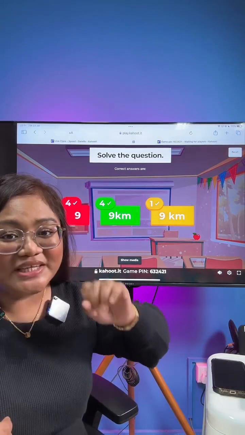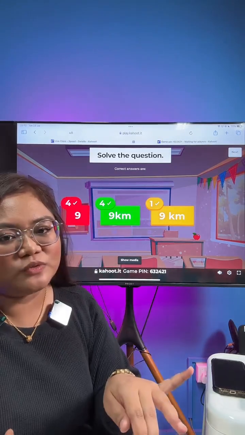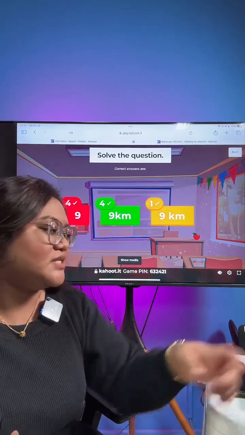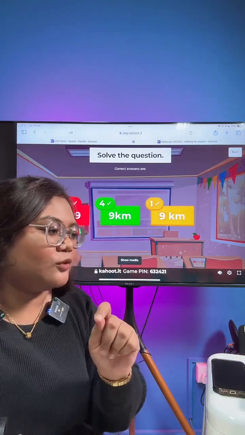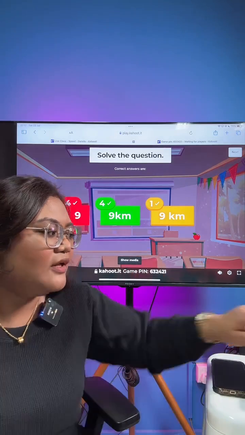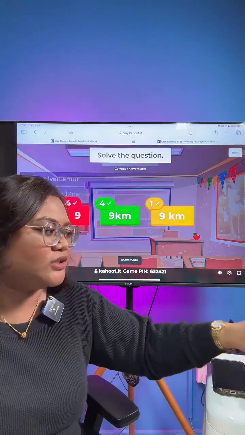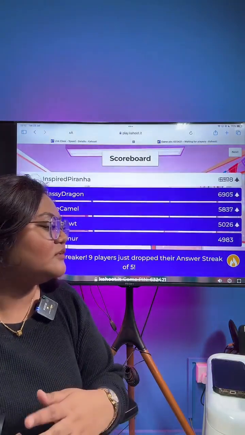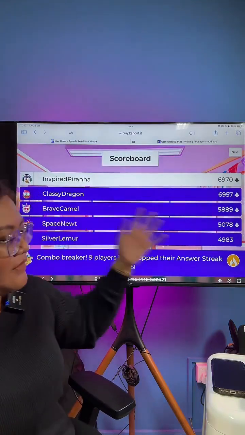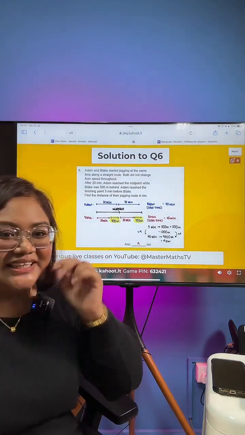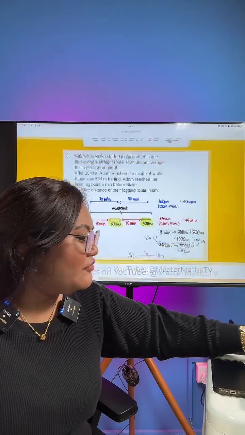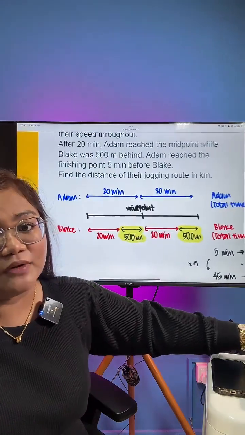Let me share with you the solution. Actually, once you see the solution, then you realize, alamak, actually quite easy. When I saw the question and I was doing the solution also, I was like, is this too difficult? But once I did the solution, I realized it's actually not that difficult. Inspired Piranha, good job. Okay, guys, let's see the solution. This is Smiley Face. You were the second person who got it right. Nice. Okay, friends, let me share with you the solution here.